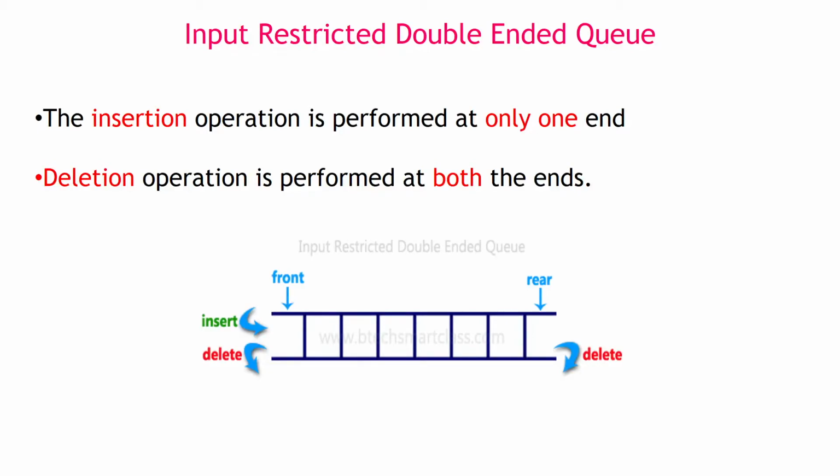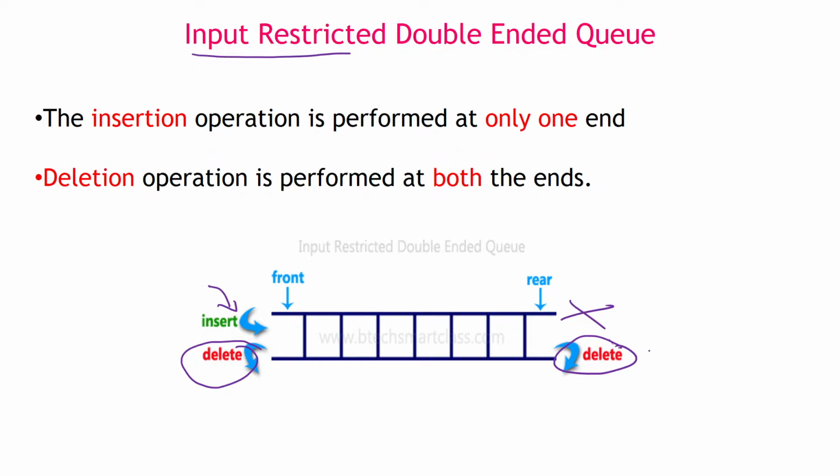Hi, in double-ended queue, we have two more types: input restricted double-ended queue. Input restriction, in the sense we can insert the data from only one end. On this side, we cannot insert new data into the double-ended queue, but deletion we can take at both ends. So deletion means removing.